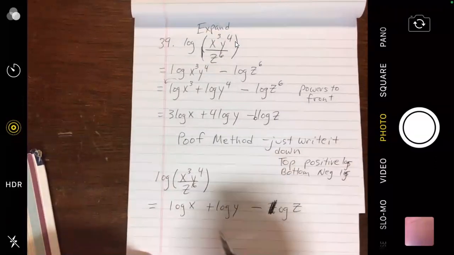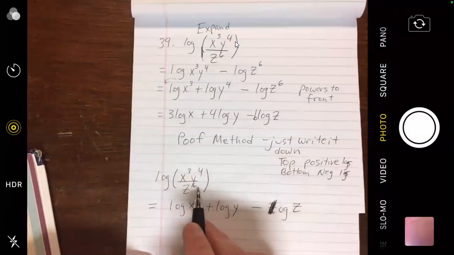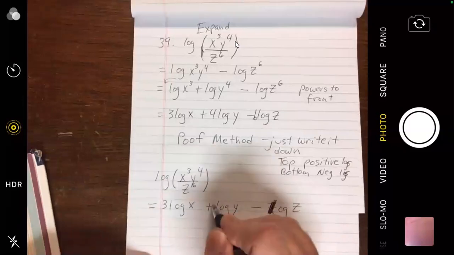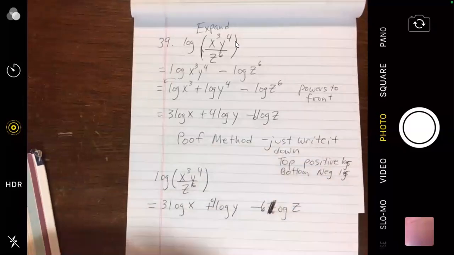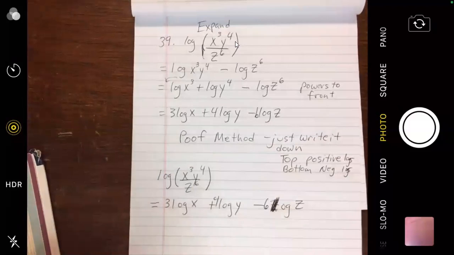Okay, well, your powers are coefficients. So if you know your system, you can just kind of instantly write it down without showing a whole lot of work.